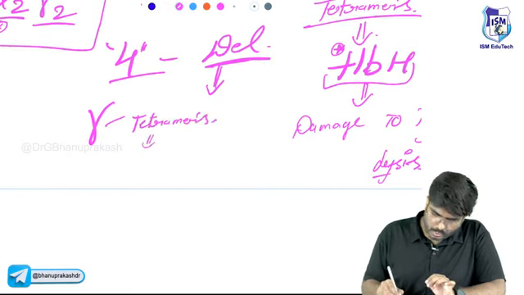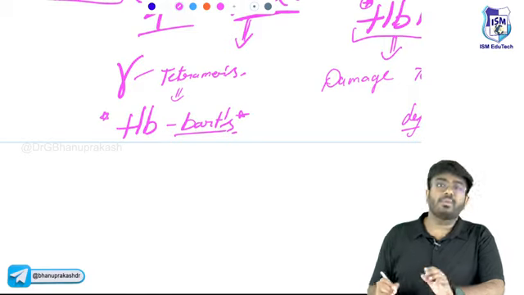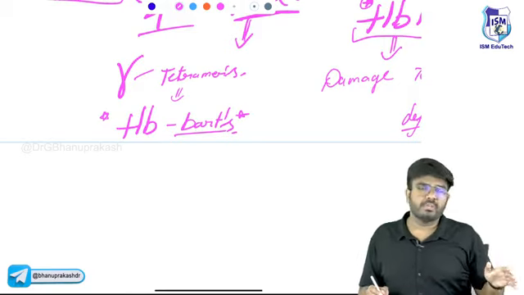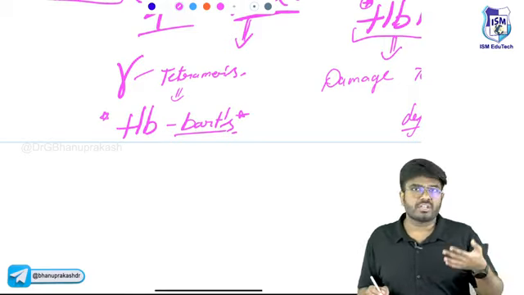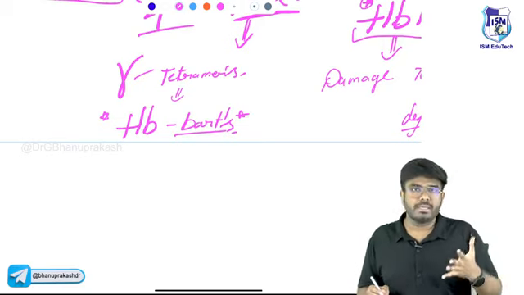This type of hemoglobin is called hemoglobin Barts. This is not compatible with life, sir. The baby is going to die in utero itself. That's called hydrops fetalis. The baby is going to die with severe anemia.